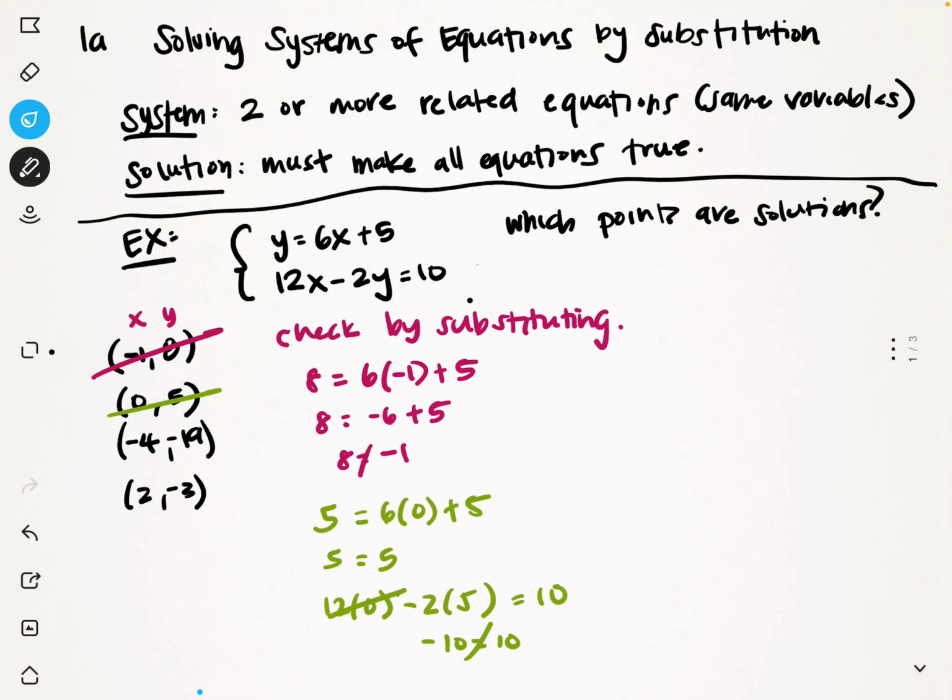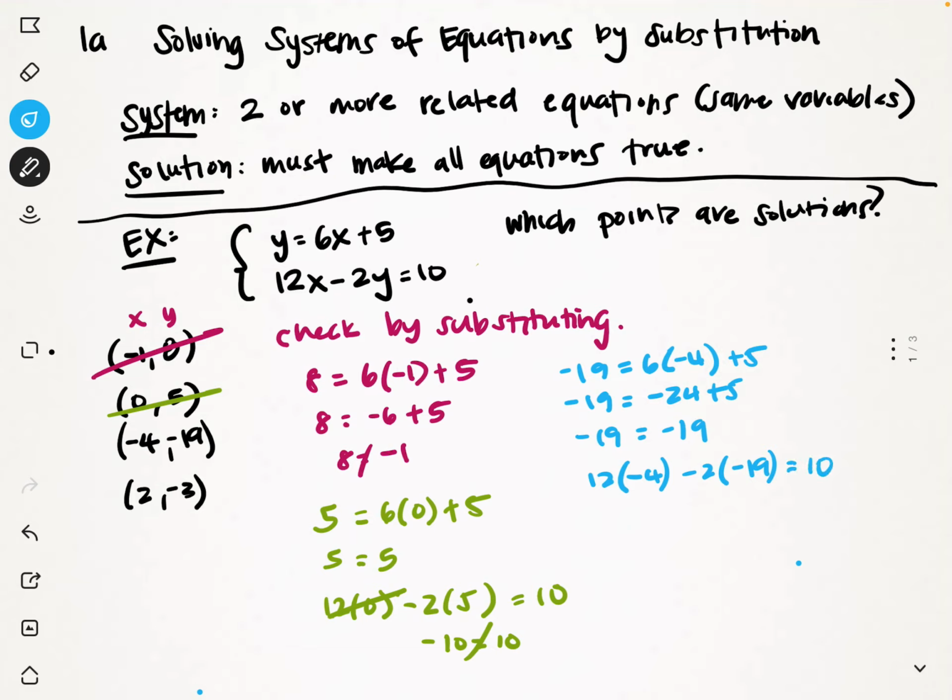Okay, for the third one, x is -4, y is -19. So let's substitute: -19 equals 6 times -4 plus 5. This one looks like it'll work out because -24 plus 5, excuse me, is equal to -19. So it checks out for the first one. Let's see if it checks out for the second one. So 12 times x, which is -4, minus 2 times y, which is -19, equals 10.